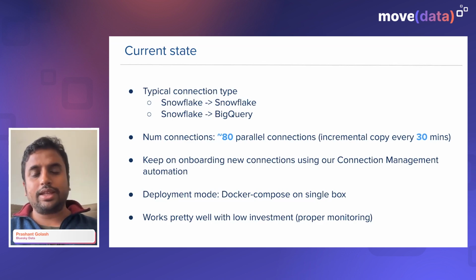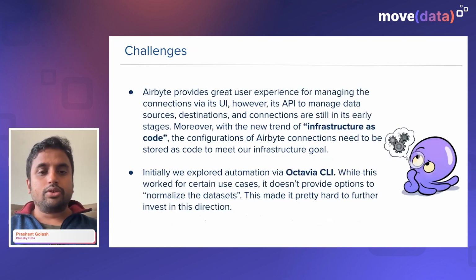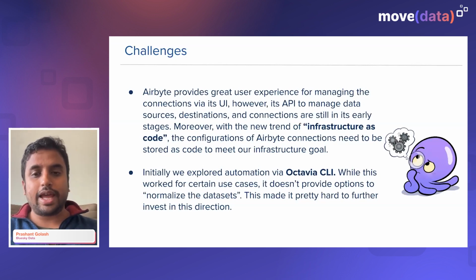So one of the main things that we have faced is that we keep on onboarding new connections. And for this, we have developed connection management software automation, which I'm going to talk about in the next few slides. So currently, just to give you a hint, we have a deployment mode of Docker Compose, which is running on a single box. So it works pretty well with low investment. We did enable proper monitoring on that, which is helping us give proper signals during any errors or any warning signs. So next, I'm going to drill a little more into the details on connection management at scale, which is the main theme of this slide.